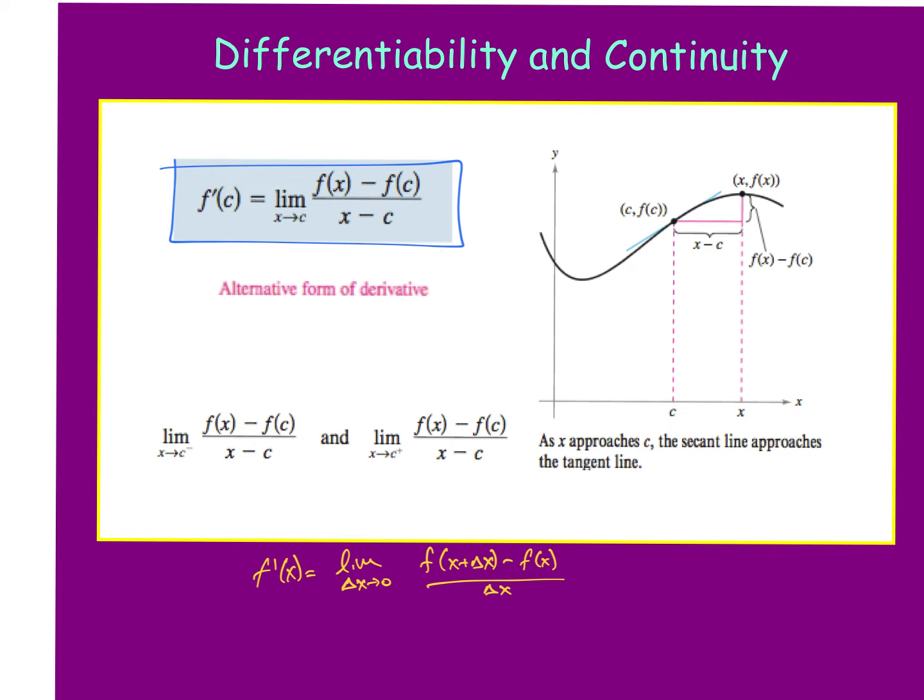So this is what the alternate form is. So f prime of c is equal to your limit as x approaches some number c of f of x minus f of c, wherever that number is going, over x minus c. That is the alternate form of a derivative.